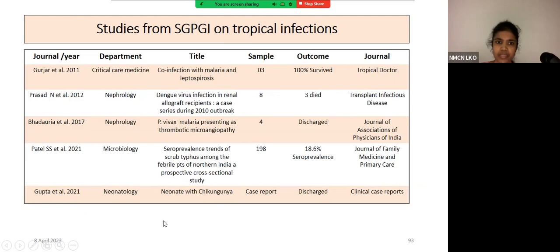I might have missed some literatures on this tropical infection, for that I am apologizing. With this, I am concluding this session, tropical infection in ICU.